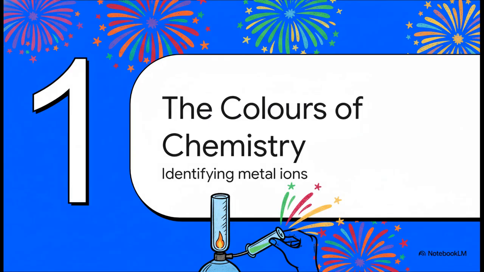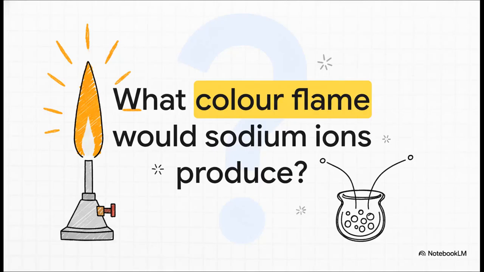The colors of chemistry. This first part of the question is all about how we identify different metal ions, which, as you've probably guessed, is the secret behind those firework colors. It all starts with a classic technique, the flame test. So here's our first question. Super straightforward, 1 mark. What color flame would sodium ions produce?